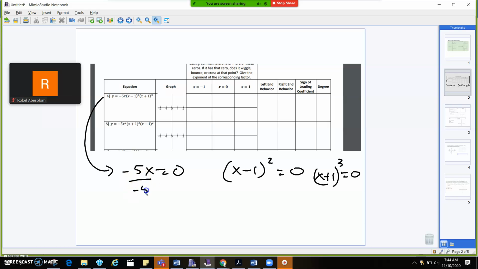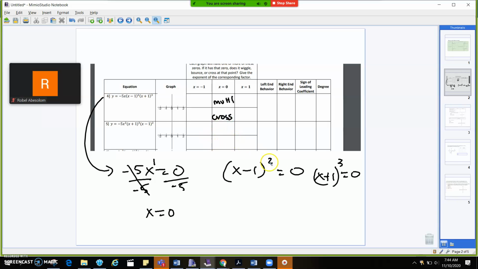We're going to divide by negative 5 on both sides on this one. So that'll give us x equals 0. Okay. And that has a multiplicity of 1. There is a 1 right here. So that will have a multiplicity of 1, and that would be a cross.